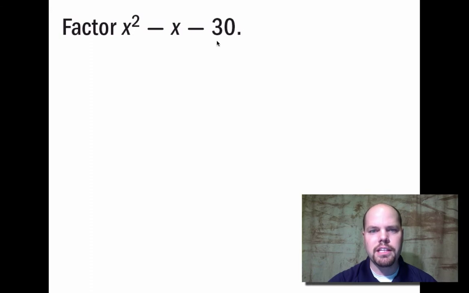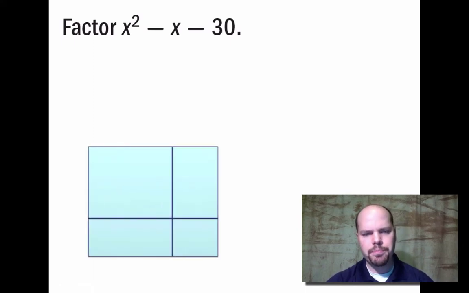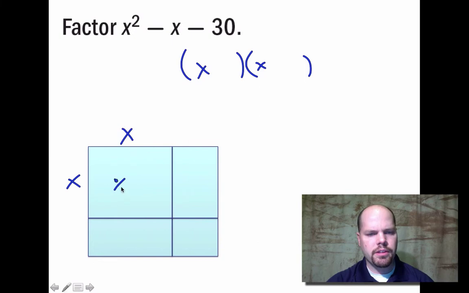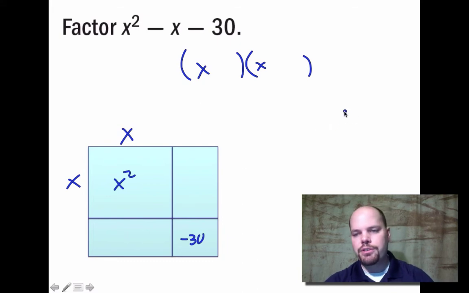So this was a little harder because you have a product of negative 30. So that means one has to be positive when one is negative. Okay, so we know it's going to be x and x. That's the only way to get x squared. Now we need this last term to be a product of negative 30. So factors of negative 30. Okay, so that could be negative 1 and 30.